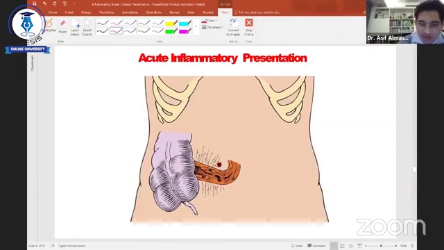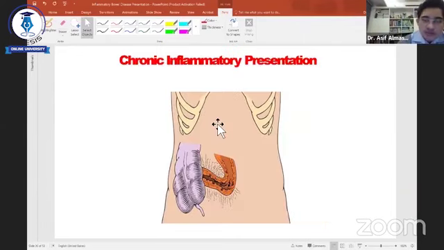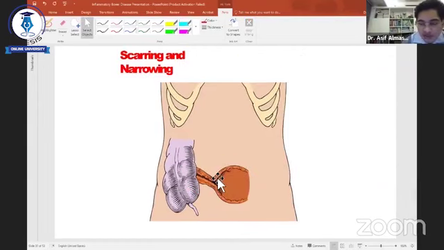Acute inflammatory presentation has features similar to acute appendicitis. Why? Because of terminal ileum involvement, there may be pain in and around this area, and there may be confusion whether this is a case of appendicitis or not. Chronic inflammatory presentation: there may be chronic inflammation, fibrosis, and there will be narrowing or stricturing. Scarring and narrowing in case of chronic inflammation of the terminal ileum.